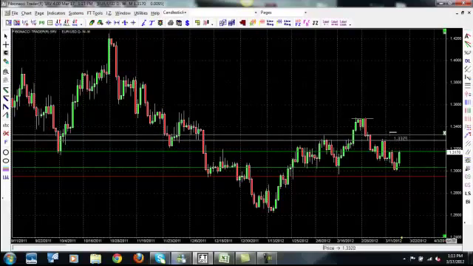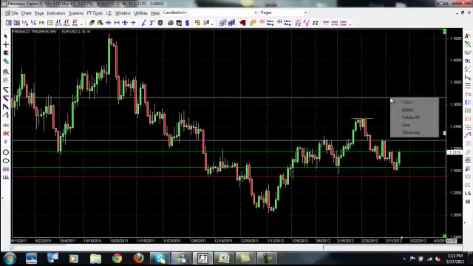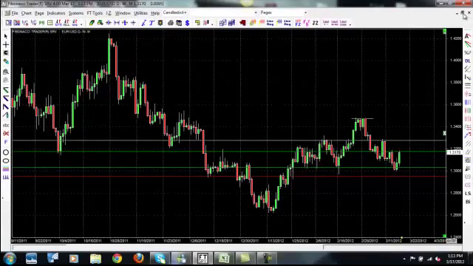So if this trade moves all the way up to this level in here, then we're looking at a really good opportunity to sell, for a nice swing down, several hundred pips there. So that's our sell position.